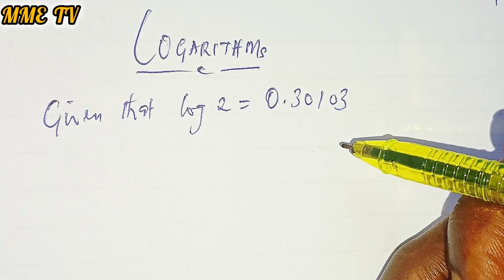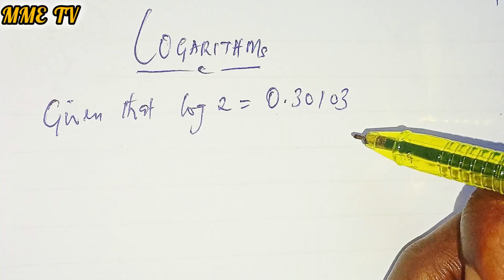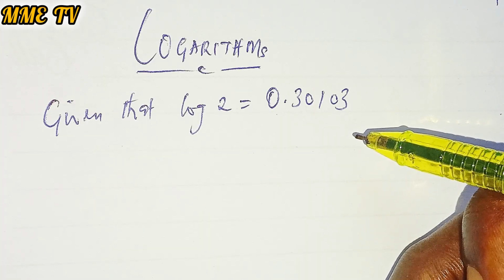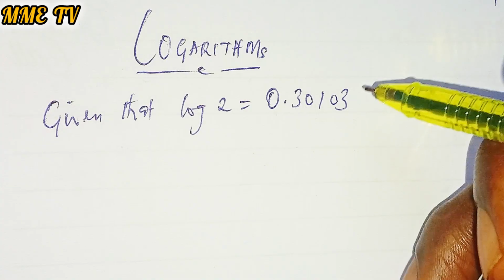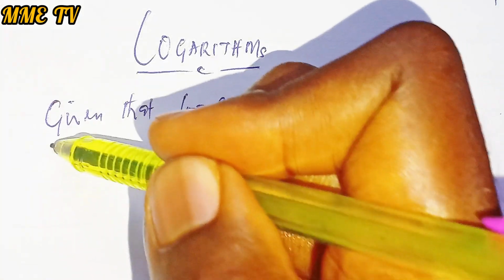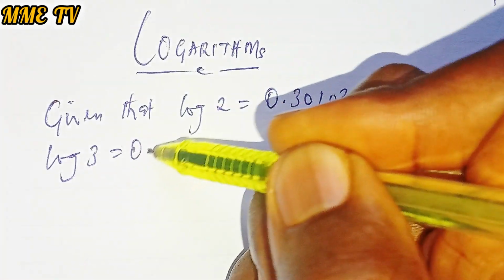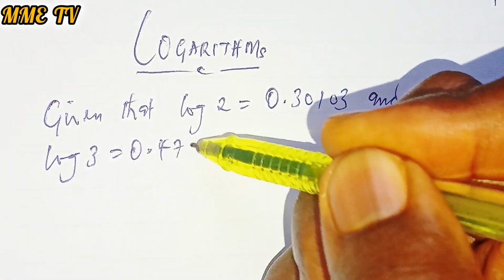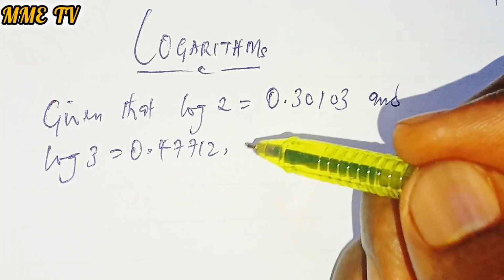0.30103. When you use your calculator and type in log 2, what you'll be getting is 0.30103 accurately. And then again, you're also given that log 3 is equal to 0.47712. And this is where the question lies.